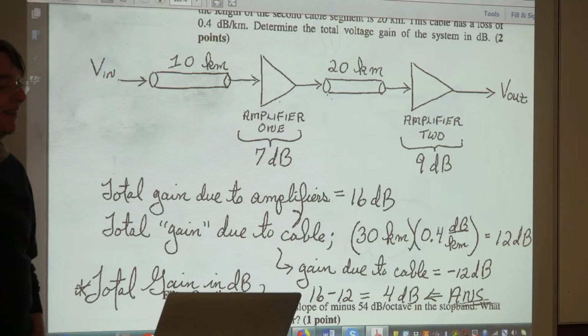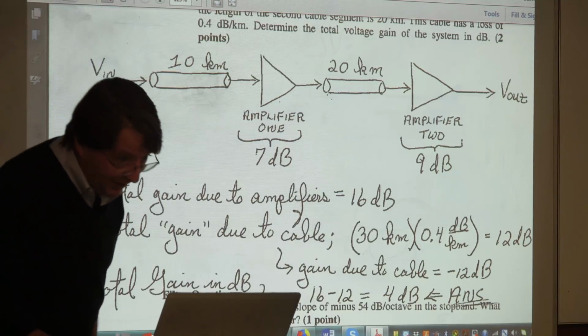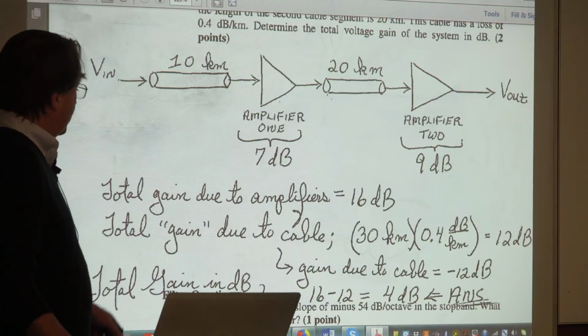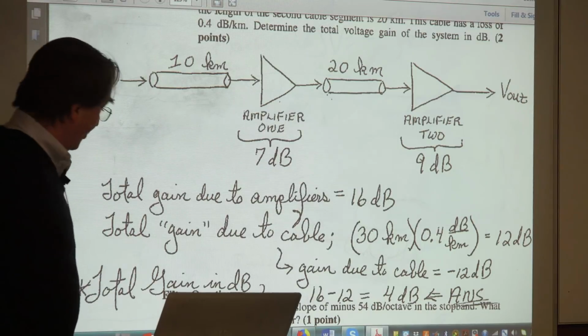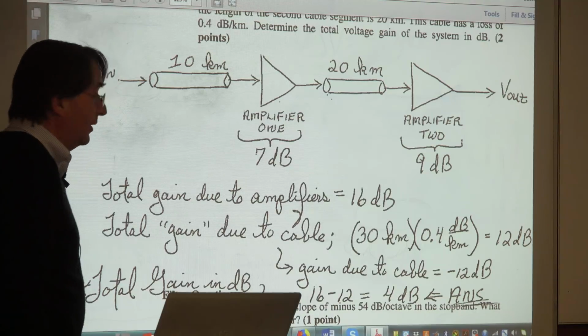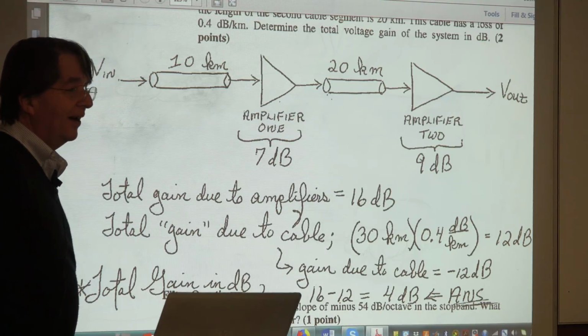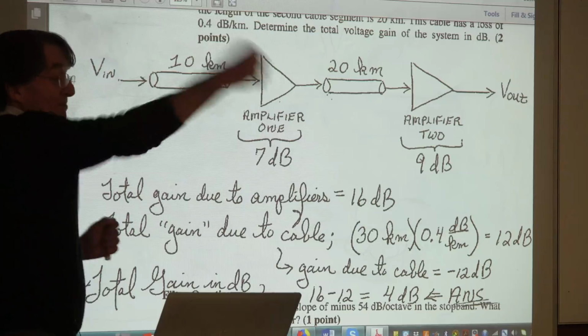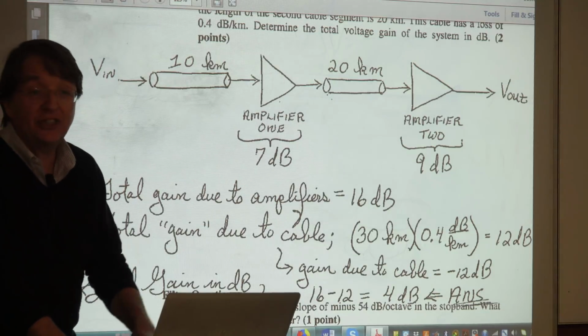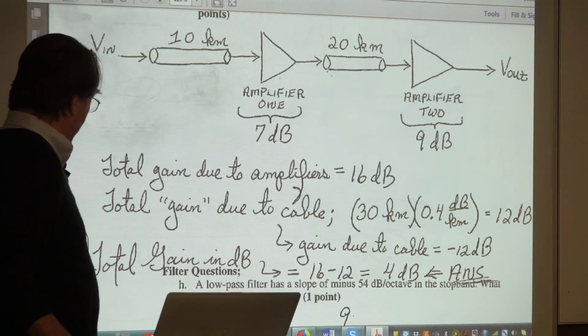We're good? We're ripping through these. It's only one more page after this. A low-pass filter, here we go. I'm not going to show you the answer. Low-pass filter has a slope of minus 54 dB per octave. What's its order? Yes! Bingo! You got it, because each order is minus 6 dB. Very good.